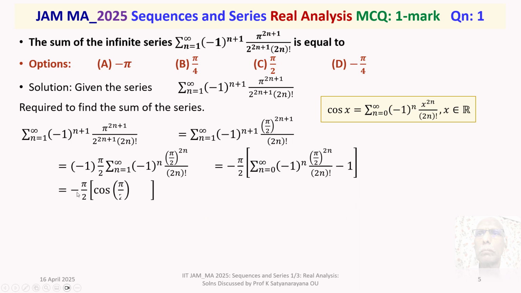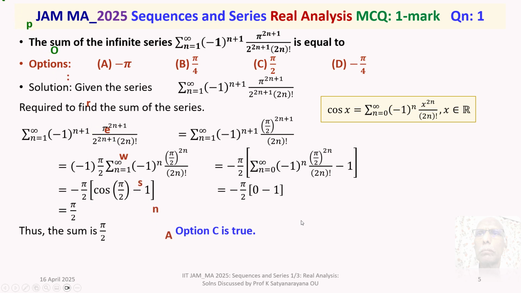This is equal to minus pi by 2 into sigma n equals 0 to infinity (-1)^n (pi by 2)^(2n) by (2n)!, which is cos(pi by 2) minus 1. But cos(pi by 2) is 0. So, minus pi by 2 multiplied by (0 minus 1), that is minus pi by 2 into minus 1, is pi by 2. Thus, the required sum is pi by 2. Where is the answer? The answer is appearing against option C. Therefore, option C is true. The answer to this question is option C. That is the detailed discussion of the solution of this problem, and it is a very simple problem.